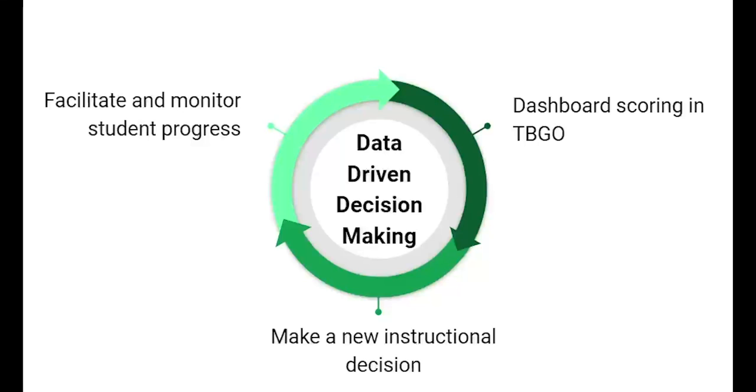After providing classroom instruction as noted in the instructional decision box, a teacher would continue to monitor student outcomes and student progress. The teacher would do so by returning to the dashboard scoring in the TBGO, documenting new instructional decisions based off the data, and in the teacher dashboard, teachers can track these individualized instructional decisions made over time and determine if they need to make an instructional change. This is the ongoing cycle of data-driven decision-making to facilitate student progress when writing in the TBGO.